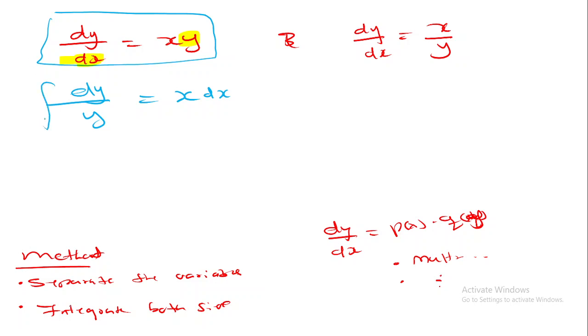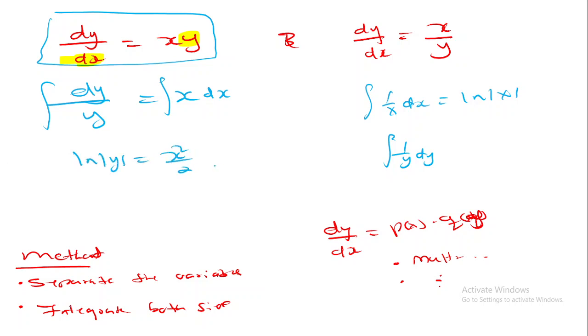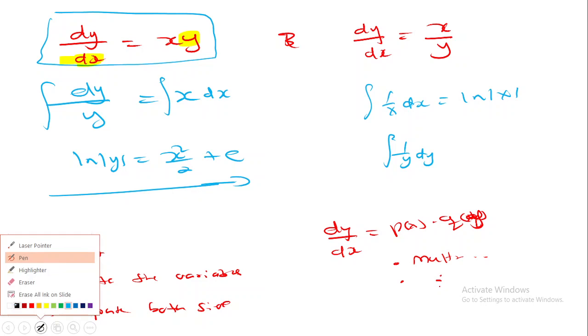If you integrate, the integral of 1 over x dx is ln x, and in this case we have the integral of 1 over y dy. It means that our answer is ln of y equals x squared all over 2 plus c. So this is your final answer. Let's quickly go to the next one.